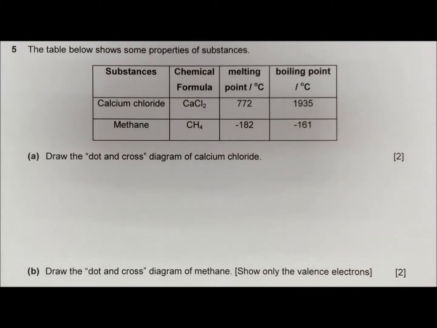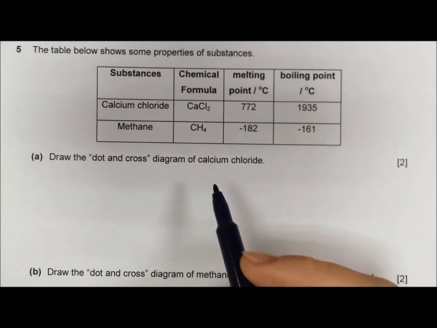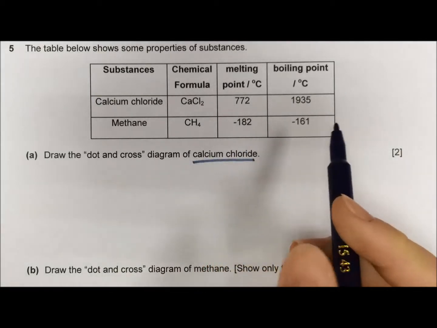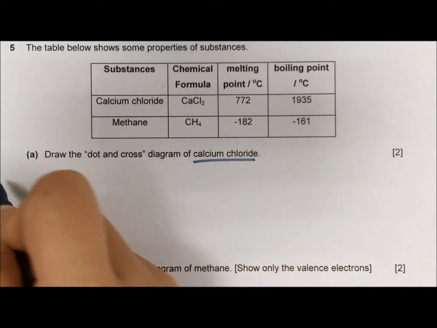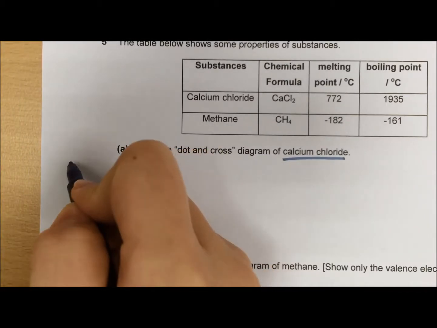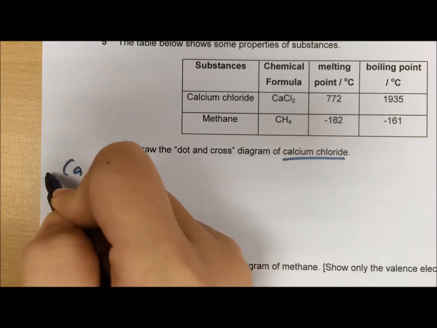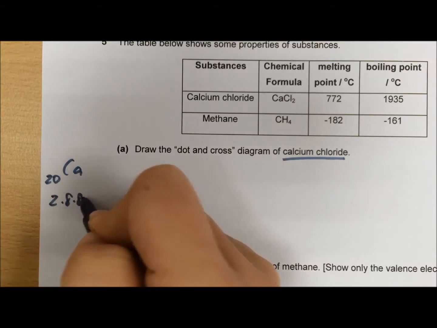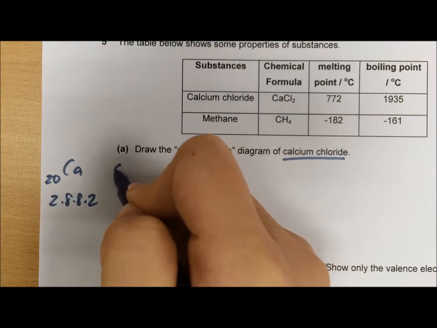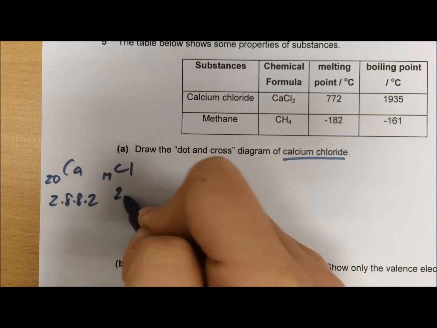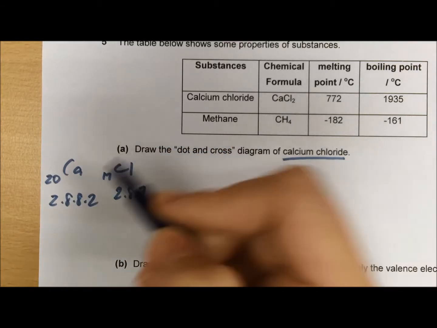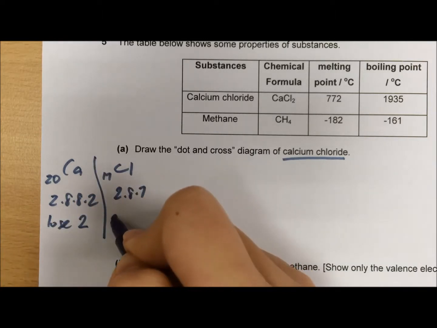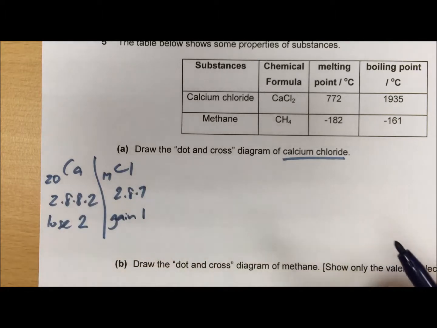Okay, question 5. So this is my calcium chloride, which is an ionic compound, because why? Calcium metal, chloride non-metal. So metal non-metal ionic compound means we must draw ions. Go to the periodic table. There are 20 electrons for calcium, 2.8.8.2. Chlorine 17 electrons, 2.8.7. So to make it completely filled, calcium will want to lose 2, chlorine will want to gain 1.